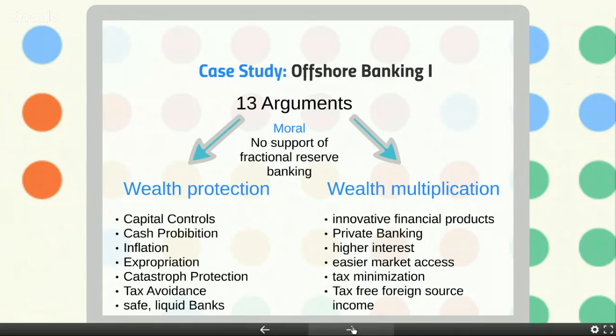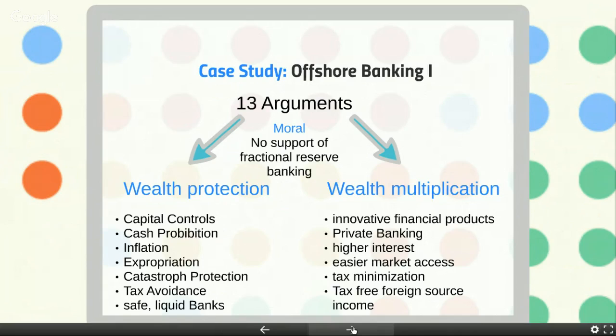First, I tell you why you should do offshore banking. Offshore banking is just moving your money to a savings account, to some other deposit in another country, to either protect your wealth or to multiply your wealth. You basically can find 13 arguments for that. One argument is moral, so you don't want to support maybe fractional reserve banking. That, of course, depends on the bank you choose. There are a lot of offshore banks who are involved with that as well.